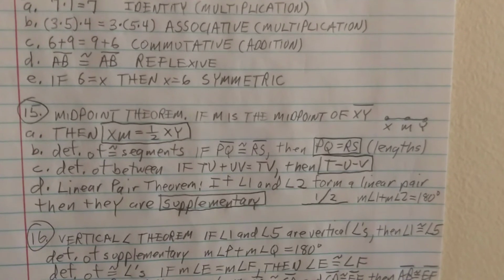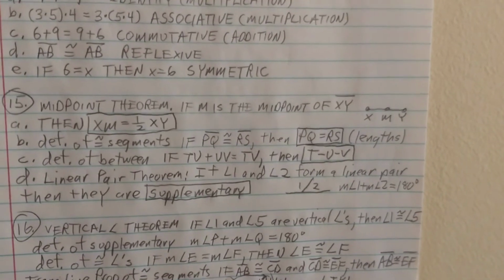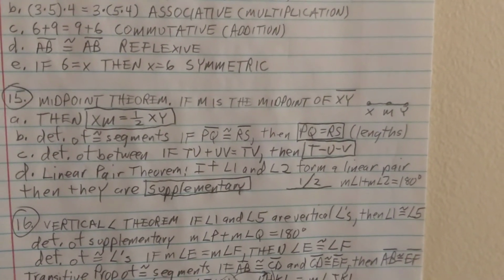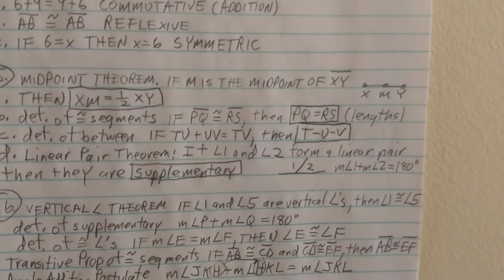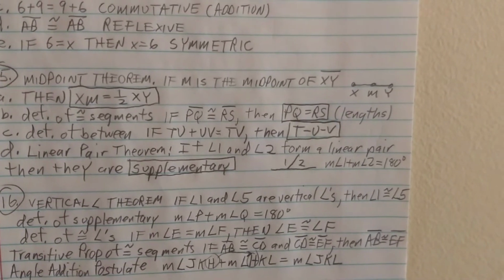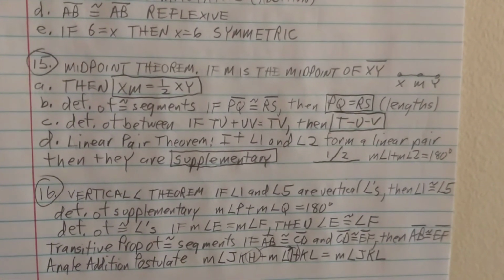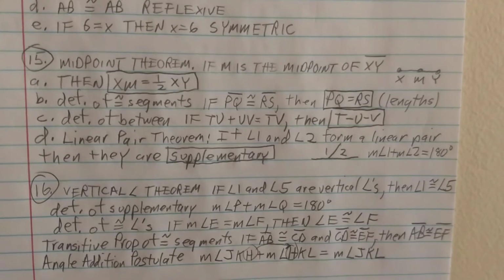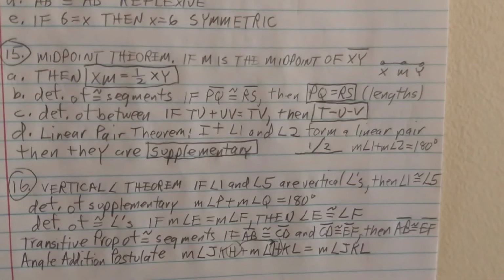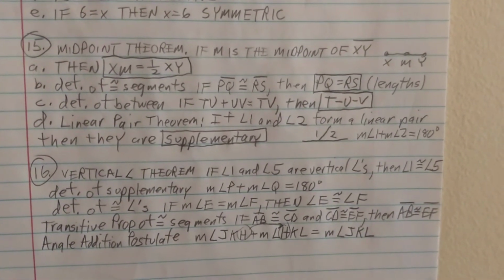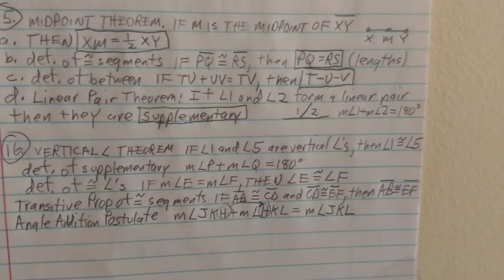Now in 15, we're to identify the theorems and definitions. So for part A, the midpoint theorem, if m is the midpoint of xy as shown in the picture, then xm equals 1/2 xy. For the definition of congruent segments, if segment PQ is congruent to segment RS, then length PQ is equal to length RS. For the definition of between, if TU plus UV equals TV, then T-U-V means U is between T and V. And the linear pair theorem, if angle 1 and angle 2 form a linear pair as shown in the picture, then they are supplementary.